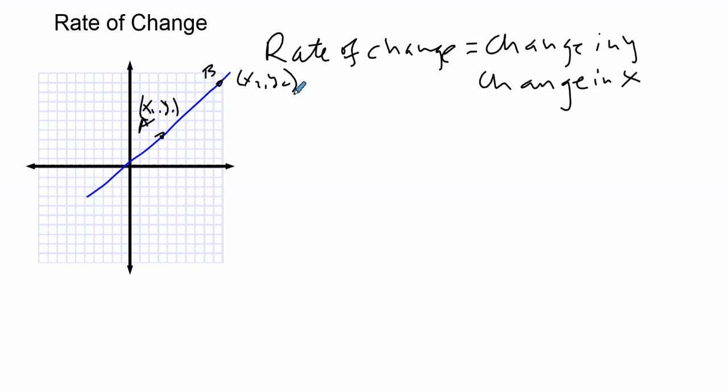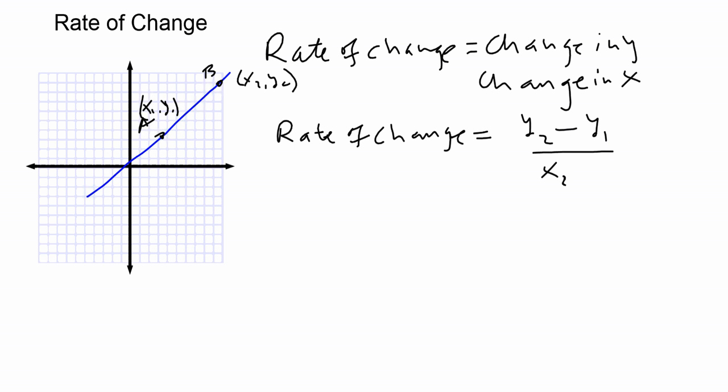So in order to define this one, we say rate of change equals y2 minus y1 over x2 minus x1. And this is the same as the slope. If you've done how to find the slope on a linear graph, this is how you do it, and that means the rate of change.